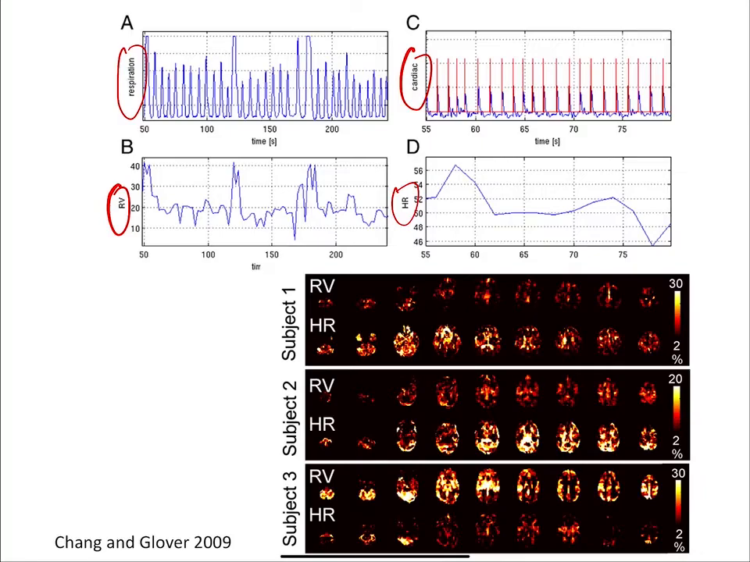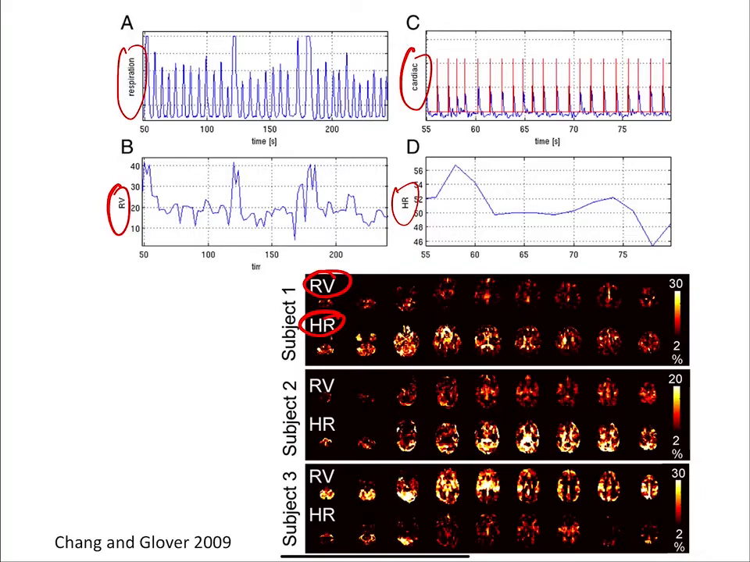And it turns out when you look at that, these are maps showing how correlated the fMRI signal is to either your breathing rate or your heart rate. And you can see there's a lot of correlation there. This is actually showing the percent variance. So in some cases, it's showing that up to 30% of the fMRI signal is explained by heart rate.